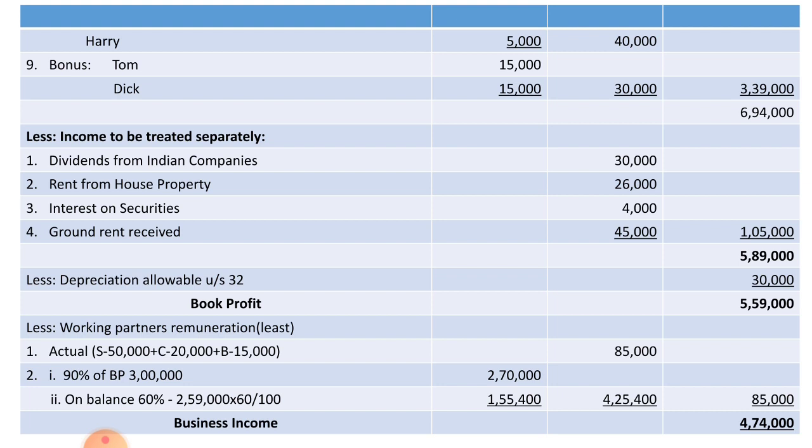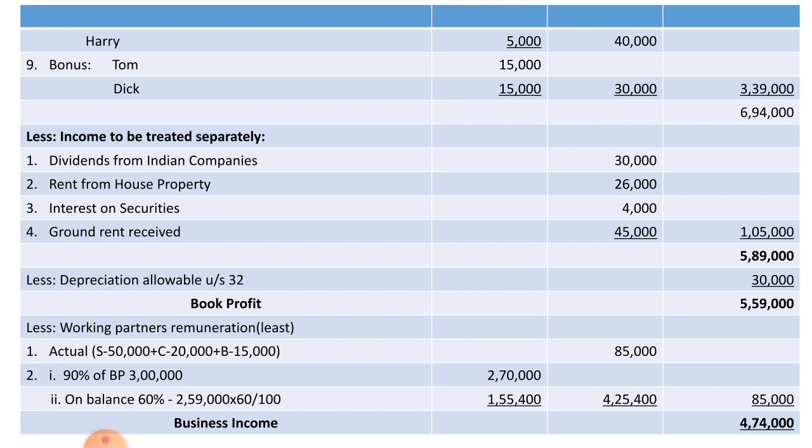The calculation is actual remuneration of working partner, that is salary of Dick and Harry, and commission of Dick, and bonus to Dick. The total of actual remuneration amounts to rupees 85,000, or 90% of book profit 3 lakhs, that is on first 3 lakhs 90%, or 1,50,000, whichever is more. Here 90% of first 3 lakh is more, that is 2,70,000. That is why you have to consider that one.